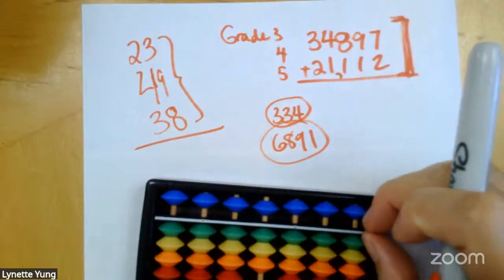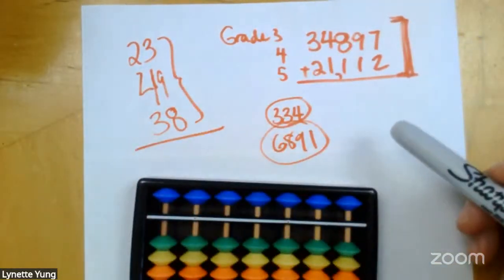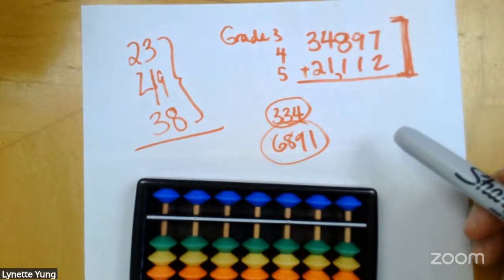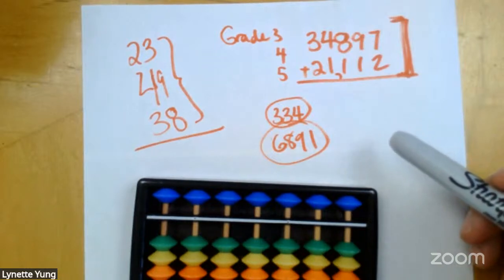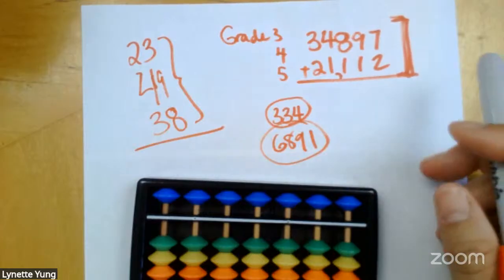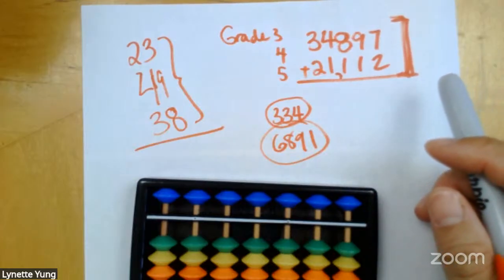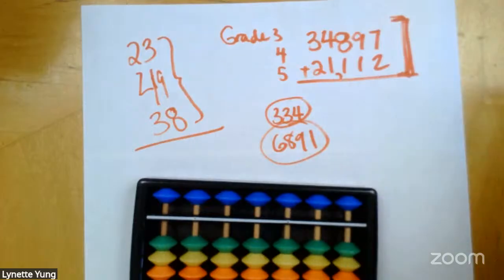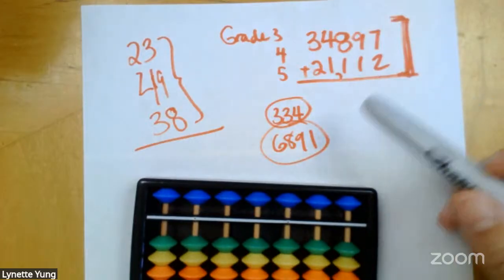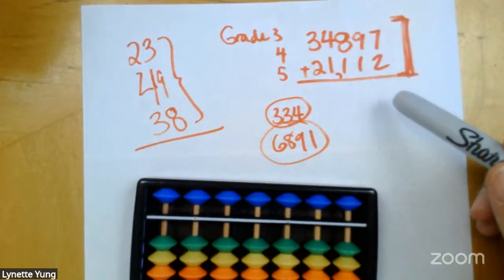When would you put decimals? Decimals doesn't happen till like fourth or fifth grade. Are you sure? Well, in abacus world, it doesn't happen until way, way later. So I can introduce it. That's not a problem. I just haven't done it.